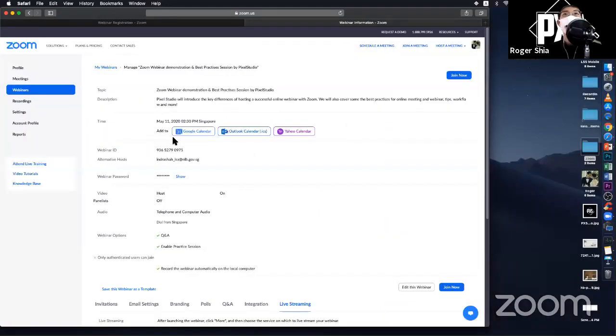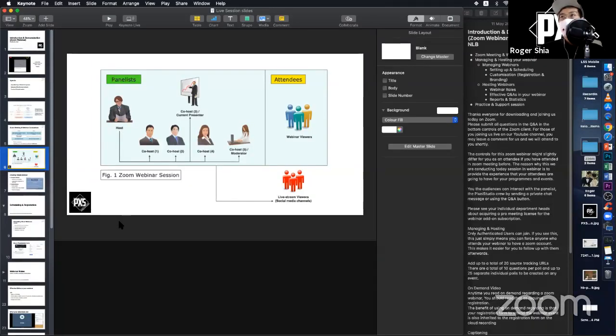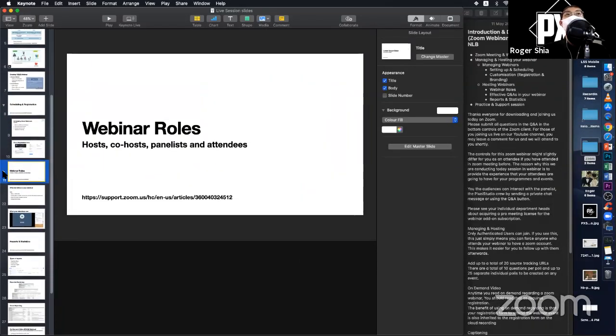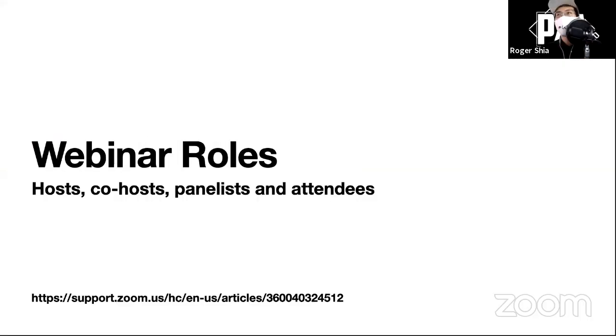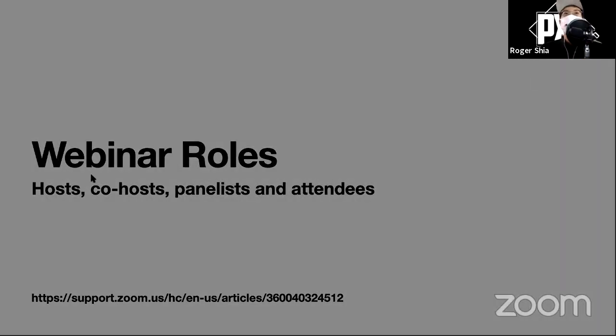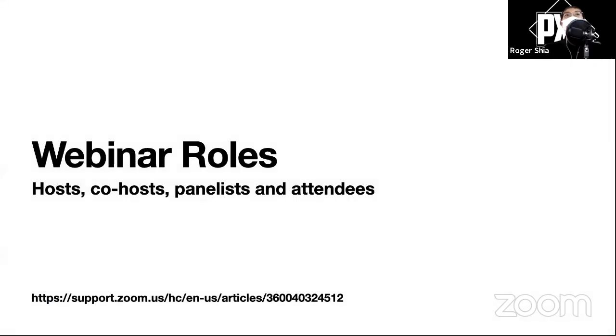Okay, so moving on, that was for how to schedule and register your own webinar. I just want to briefly talk to you guys about the webinar roles, because I'm sure all of you here right now are very interested in what roles and controls are available. Early on, I mentioned that in a webinar, you have your host, your co-host, and your panelists, and then you guys in the audience will be the attendees. So what are the roles and how do they contribute to a successful Zoom webinar?